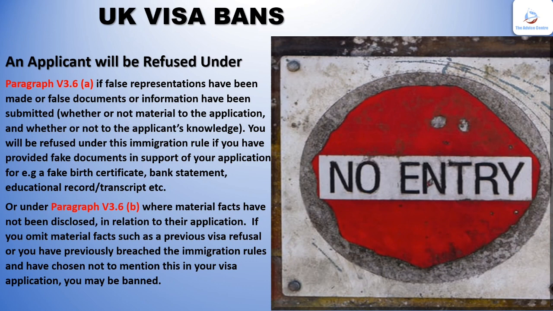Refusal will be made under paragraph V3.6b, where material facts have not been disclosed in relation to their application. If you omit material facts such as a previous visa refusal, or you have previously breached the immigration rules and have chosen not to mention this in your visa application, you may be banned.